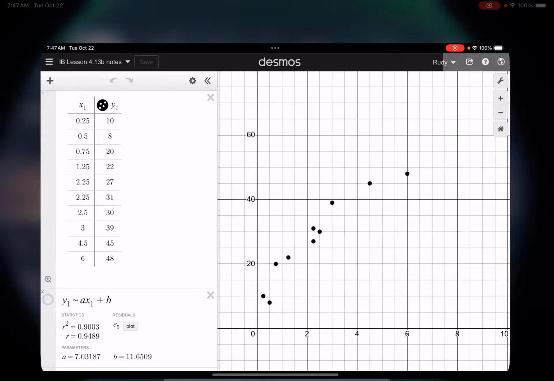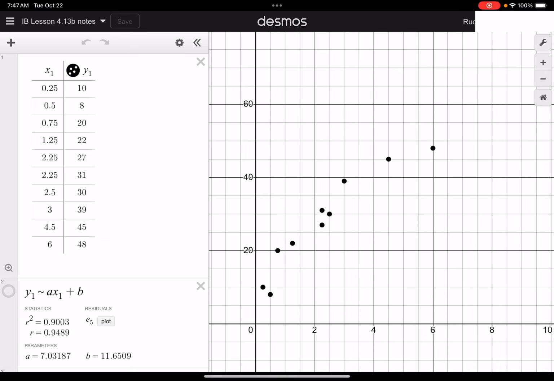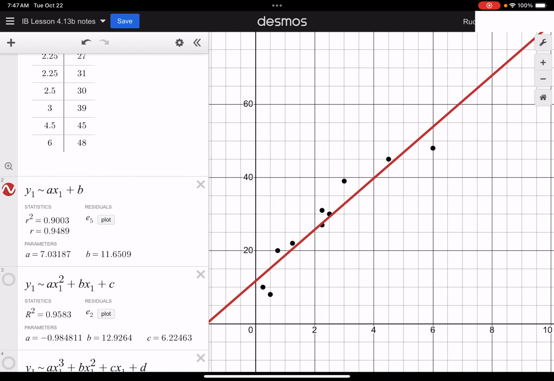So let me go to Desmos here. So here's our data. On the x-axis, we have the study time, the y-axis, we have the score. And so a linear regression model looks like this, which makes sense. The more you study, the better score you expect to have on this test. And it's not a bad model. Let's compare it to some others.